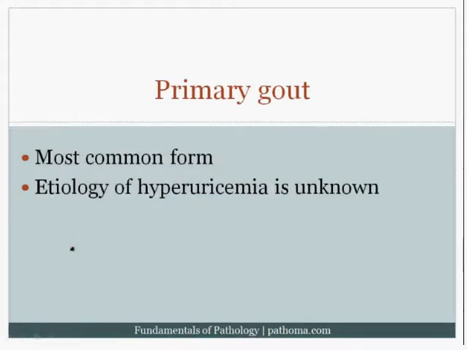In primary gout, which is the most common form, we don't know what causes the hyperuricemia. Now, when we say it's unknown, we know that it's got to be either overproduction or decreased excretion, and it can be both. However, we don't know the exact cause. And this is usually seen in adult males.